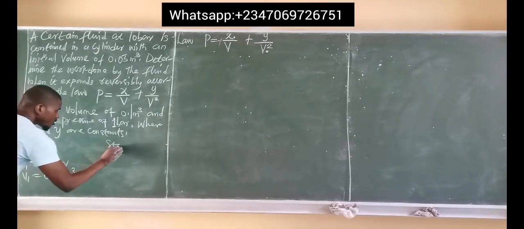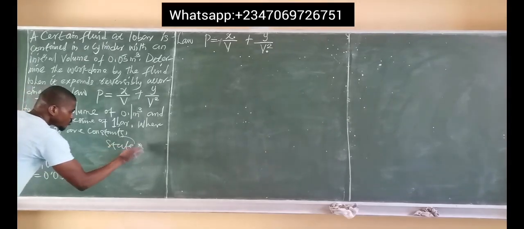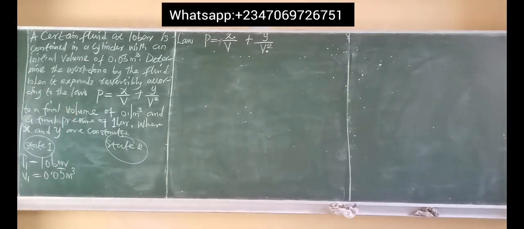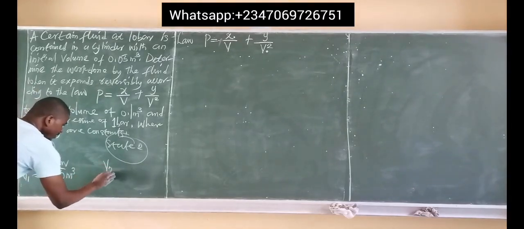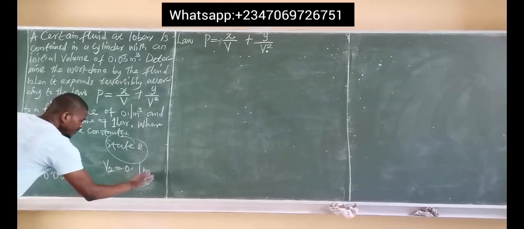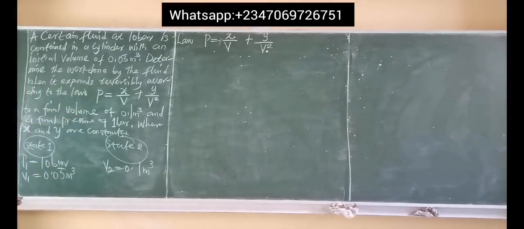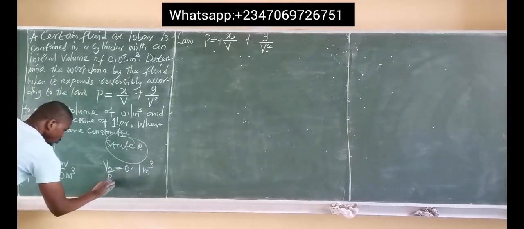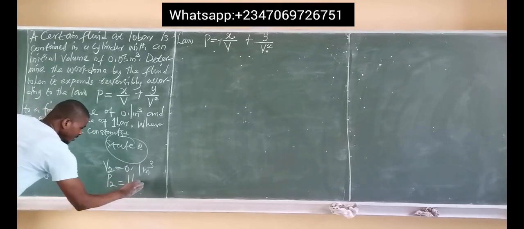At state 2, let's pick out the conditions at state 2. It says determine the work done by the fluid when it expands reversibly according to the law to a final volume of 0.1 meter cube. So V2 is given as 0.1 meter cube and a final pressure of 1 bar. P2 is also given as 1 bar.